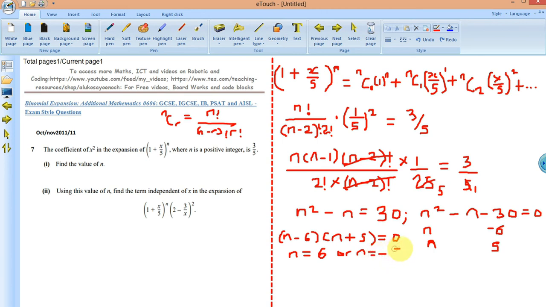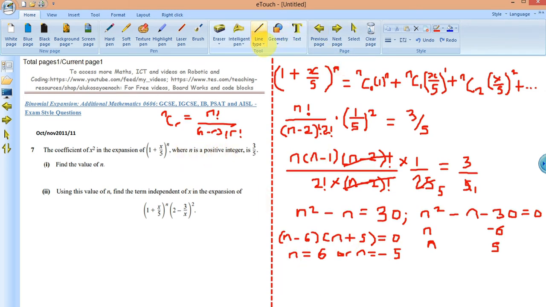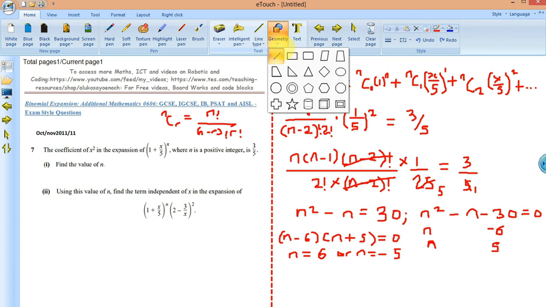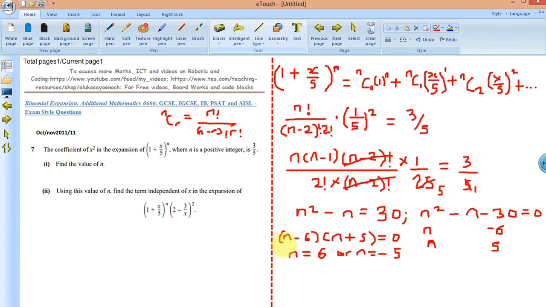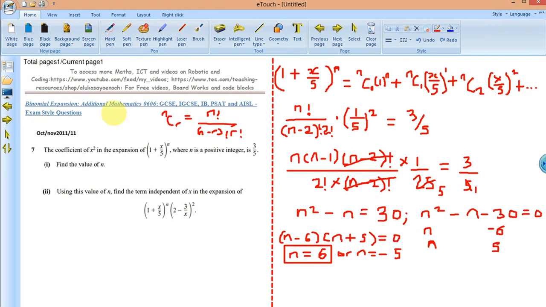And guys, don't forget that we are actually looking for a positive value of n. So for n to be a positive integer, the only possible solution is n equals 6. So that is the solution to the first question. So n equals 6.